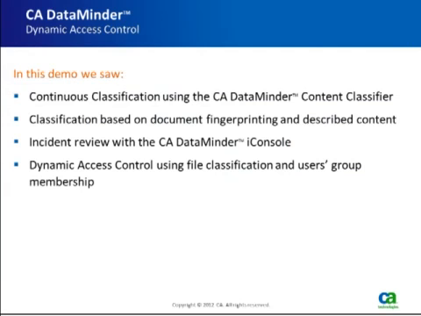To recap, we saw classification with the CA Dataminder content classifier with its document fingerprinting and described content capabilities. We then saw how Microsoft's file classification infrastructure integrates with the CA Dataminder iConsole. And most importantly, we saw how CA Dataminder can be used with dynamic access control to protect sensitive information.